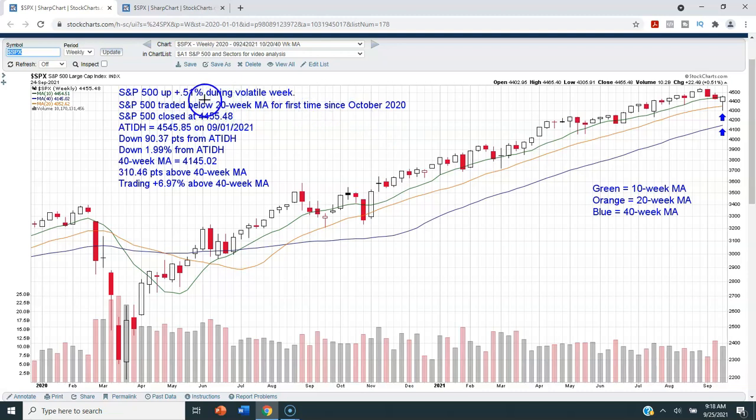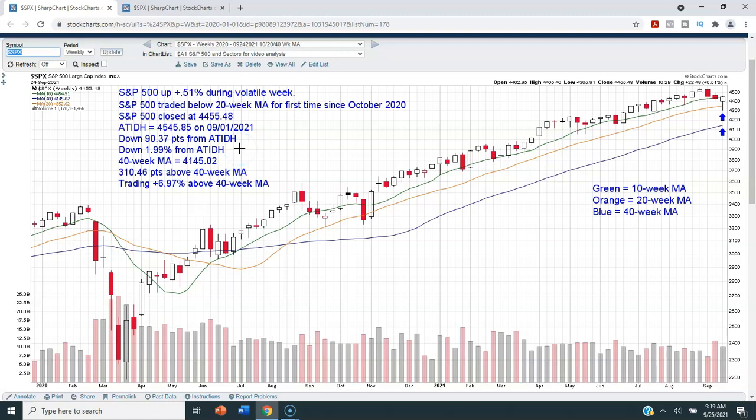The S&P 500 did close at 4455.48, and let's take a look here at where we're at from our all-time intraday high. The all-time intraday high back here was set on September 1st at 4545.85. So right now that is the all-time intraday high on the S&P 500. Where we closed on Friday the 24th at 4455.48 is 90.37 points down from the all-time intraday high. Guys, we're only down 1.99% from the all-time intraday high on the S&P 500.